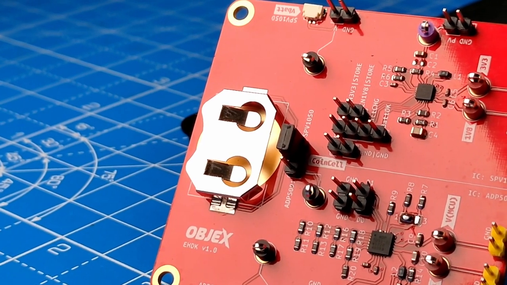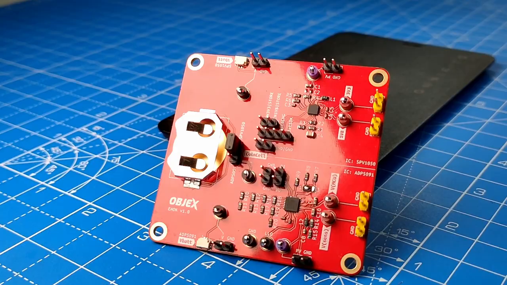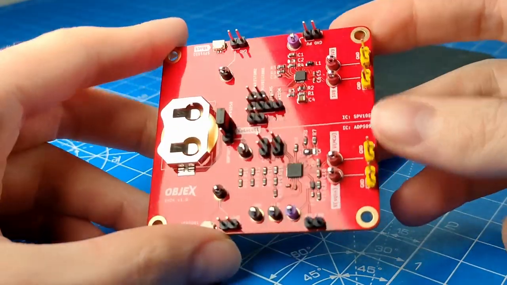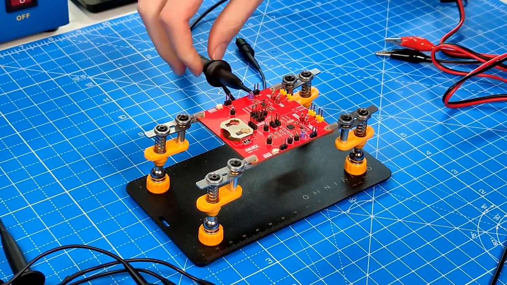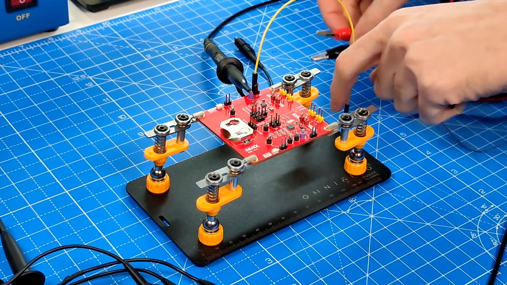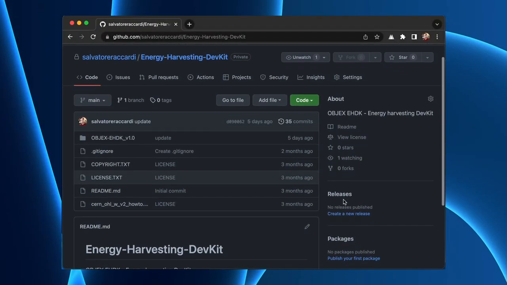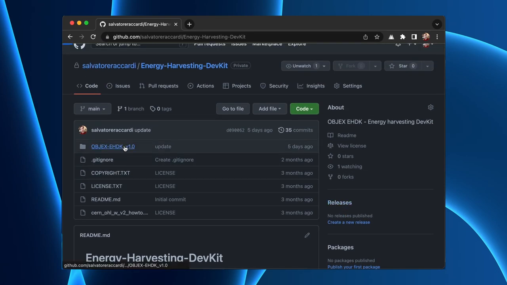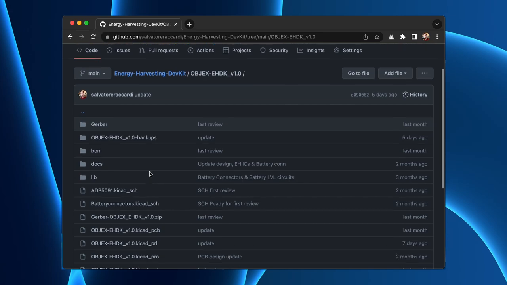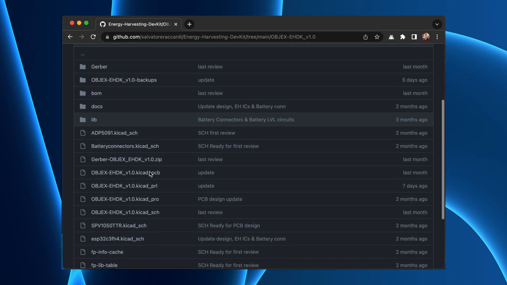So, in this video I will show you how I developed this simple board to study the efficiency of the energy harvester and the wall system. I call this board OBJEX EHDK. And if you want to know more about how I designed this board, I leave the link of the repo below in the description. And now let's start with the basics of energy harvester.